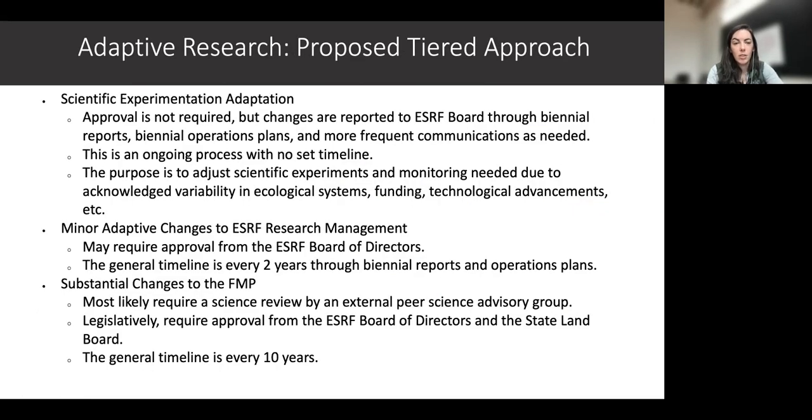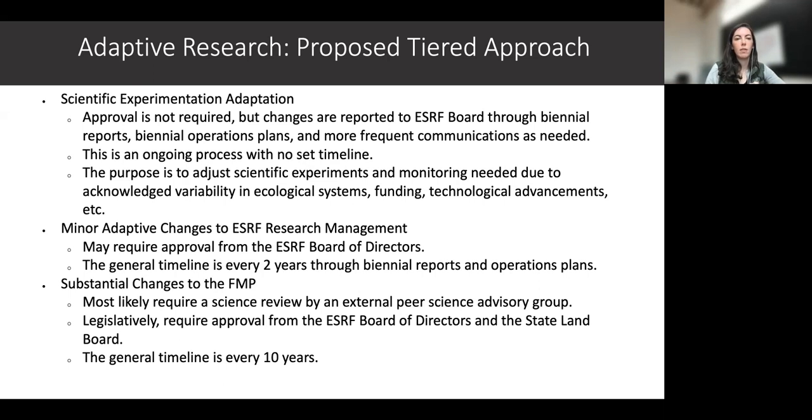So there's a lot of text on this slide, but this is basically taken directly from that document, the tiered approach. So I wanted to have this text up in front of everybody because it would be really great to discuss this and get feedback from this group.